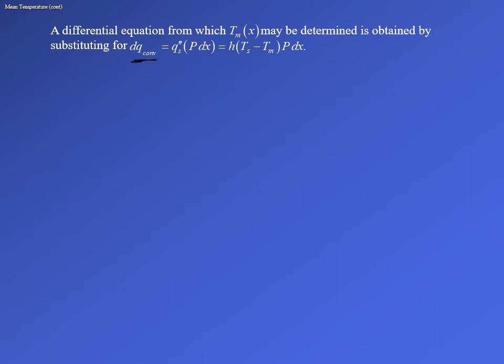Okay, so this small amount of dq convection is given as q double prime times P dx, and this q double prime we learned can be written, using Newton's law of cooling, as h times Ts minus Tm, times then the P dx. So this helps us formulate a differential equation for Tm. So what we do is we take this expression of dq, so I'll write it here.